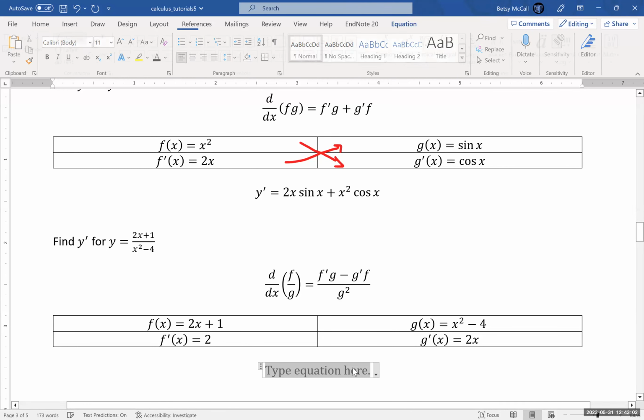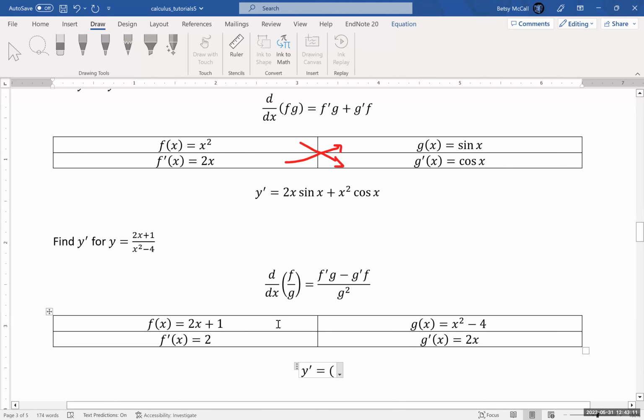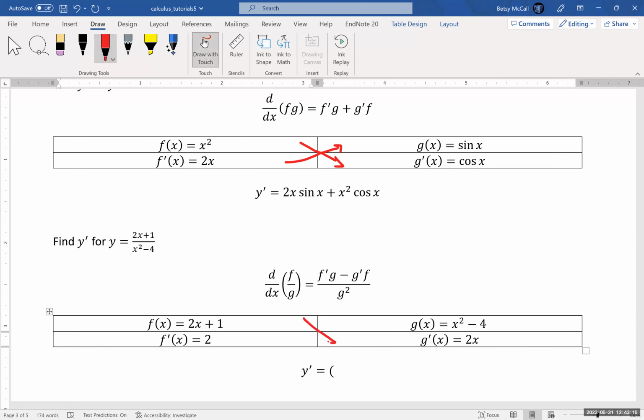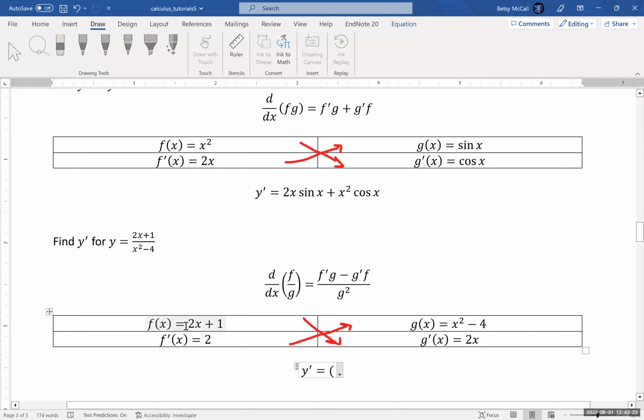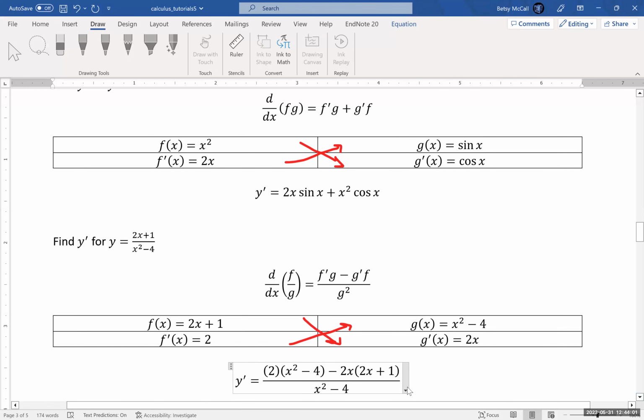And so when we put everything together, y prime. Now in the numerator, again, we can think of this as multiplying these two by these two. In the first term, we're going to have f prime times g. So that's 2 times x squared minus 4. Minus, and then the g prime, 2x times 2x plus 1. And then I put parentheses around the entire numerator because then in the denominator, we need x squared minus 4, squared.